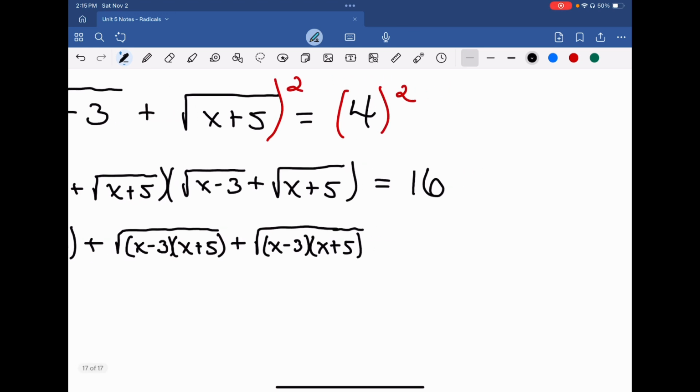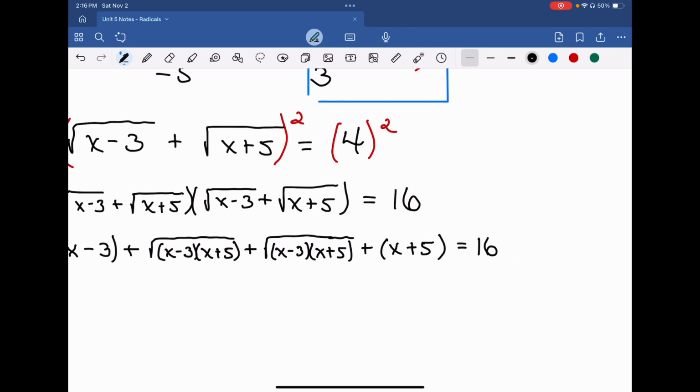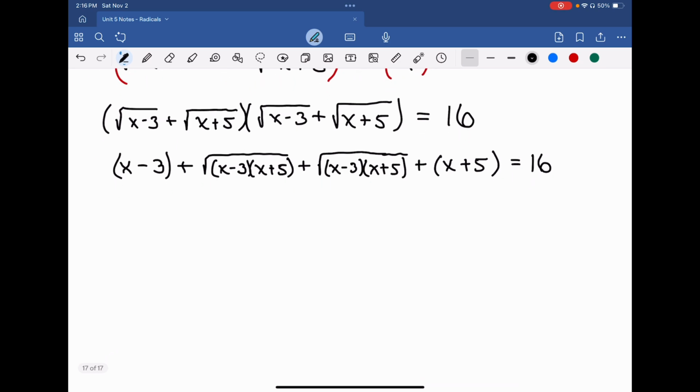And then for my last term, it's going to be the square root of x minus 3 times the square root of x plus 5, which is plus x plus 5. And this is all equal to 16. Now, let's gather some like terms here.